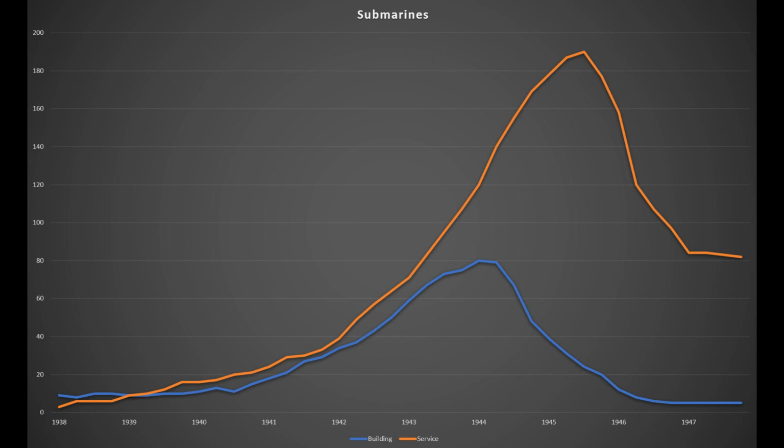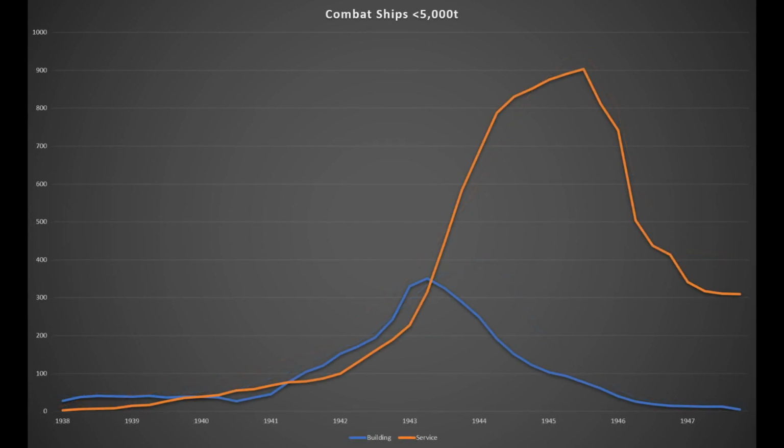So, yeah, the interesting thing about all of this is that peak numbers under simultaneous construction are very different for these three classes of small surface combatant. The destroyers peak the earliest. The destroyer escorts basically just appear and then disappear. They're the mayflies of the shipbuilding world. And the submarines have the gentlest ramp up, but the latest peak, both in terms of building and numbers in service.